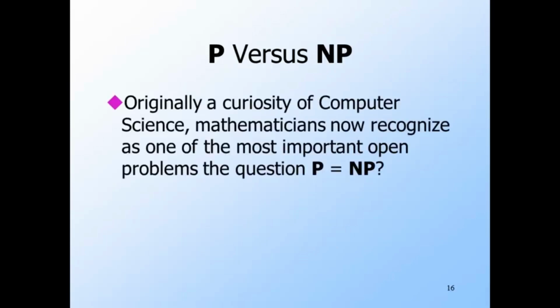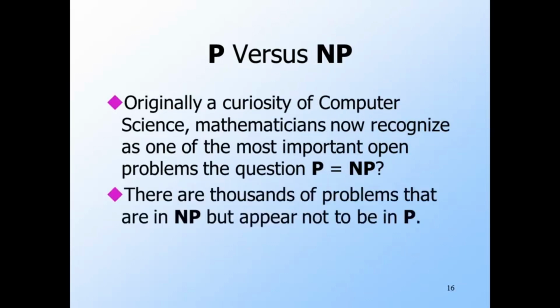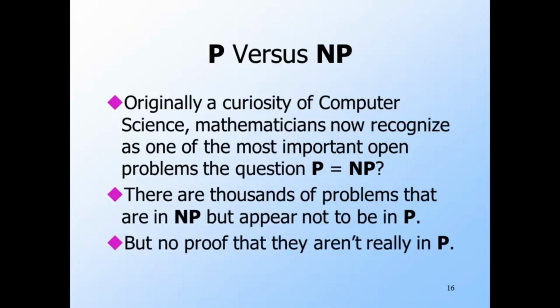But the problem has proven to be very, very difficult, and mathematicians who once sneered at the question and assumed it was easy because computer scientists had thought it up, now recognize it as one of the most important mathematical questions, perhaps the most important unsolved question. However, there are thousands of problems that are in NP, but for which no algorithm in P has been found. And unfortunately, neither is there a proof that these problems are not in P.